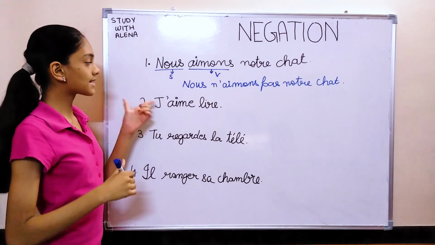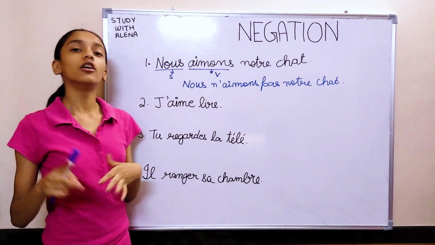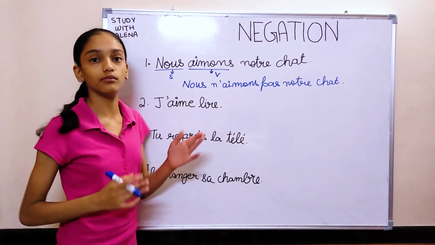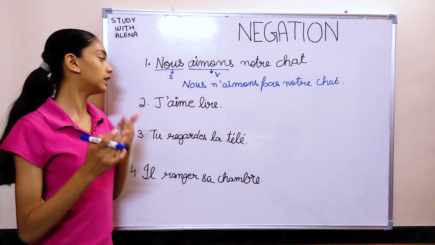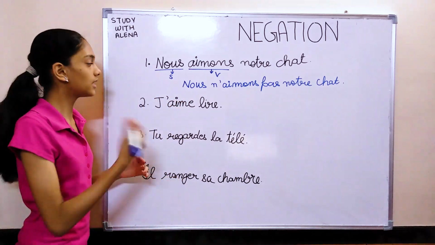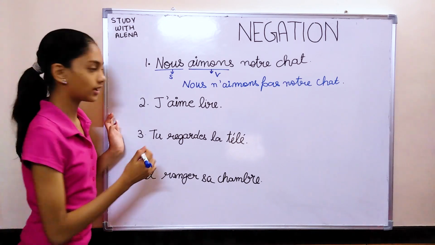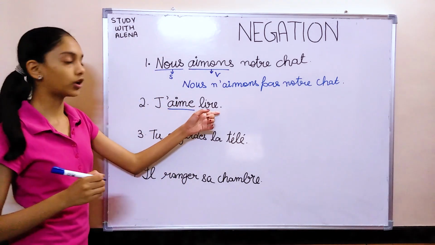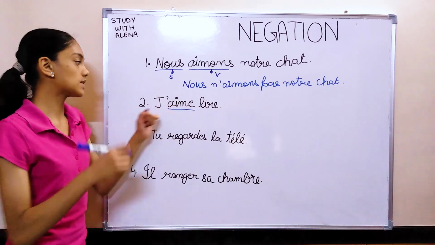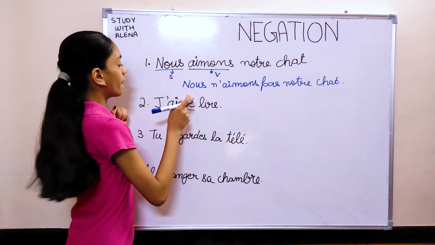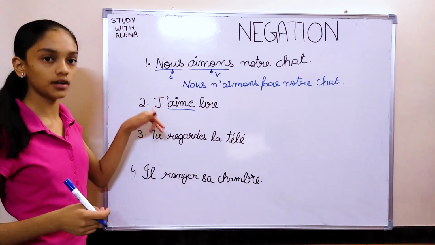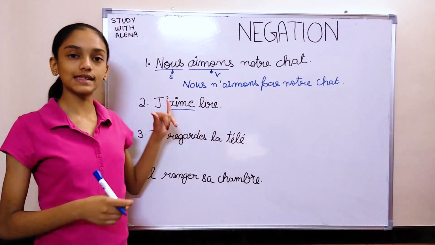So next sentence is j'aime lire. Now here we have two verbs. Which verb will the ne and pas be around? I always tell you that ne and pas would always be around the conjugated verb. Now here the conjugated verb is aime, not lire, because aime is conjugated with je. We know that because lire is the infinitive, like the verb aimer which has an R in the end, and aime is conjugated according to je. So it is the conjugated verb in the sentence.